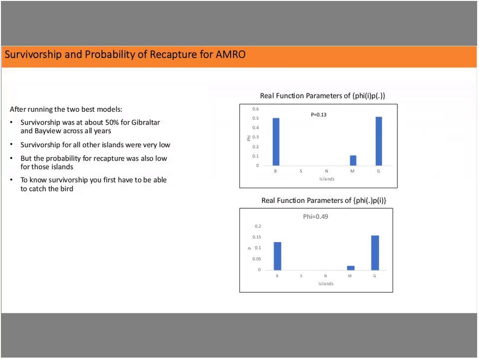After running these models, this is what we got. Survivorship was about 50% for Gibraltar and Bayview across all years, but you'll see that South Bass, North Bass, and Middle Bass have very low survivorship. But if you look at the probability of recapture, you'll see that we have a very low probability of recapture here. So American robins that we're banding in these locations, we hardly ever recapture them, and that's why you're getting such a low survivorship. But the overall survivorship is about 50%. The probability of recapture is about 13%.